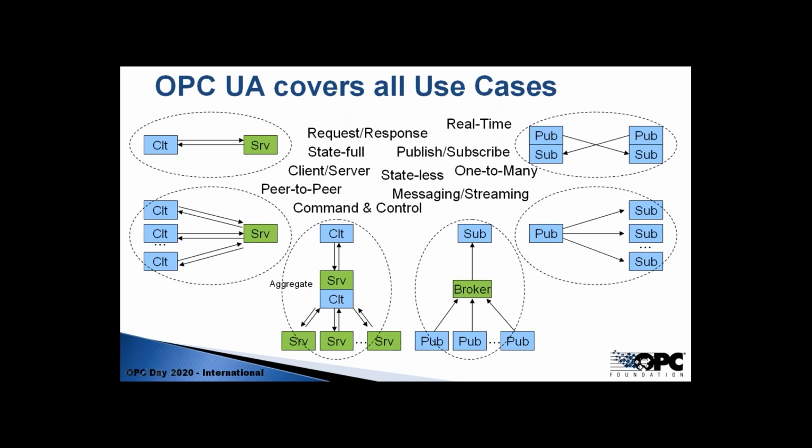To go more into detail here, you can see that we can have communication on a client server side, but also on pub sub to exchange data, and we can do an aggregate, which is more or less like a broker. So we have the client server and the pub sub, and they can do the communication for all different kinds of use cases.